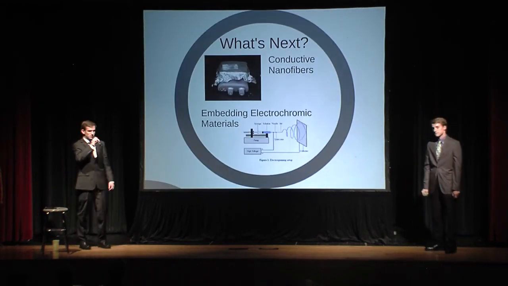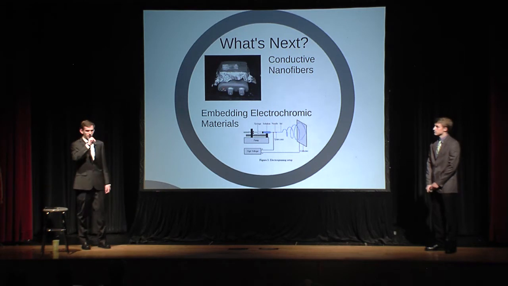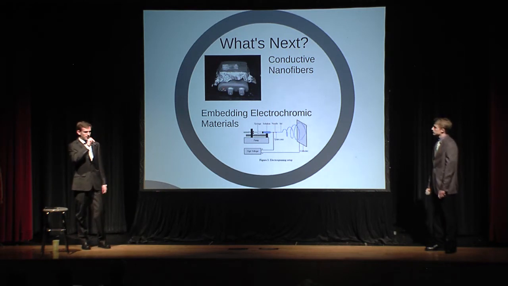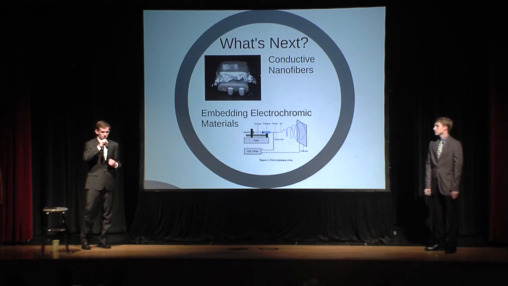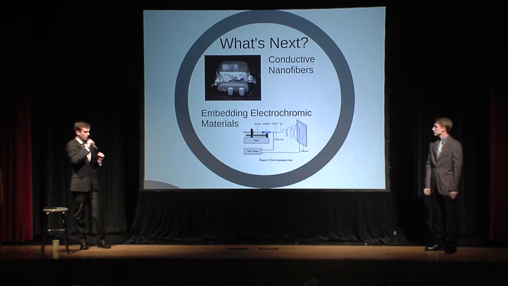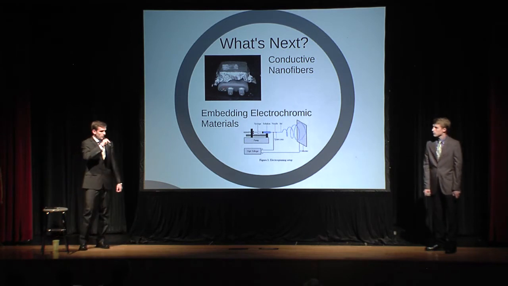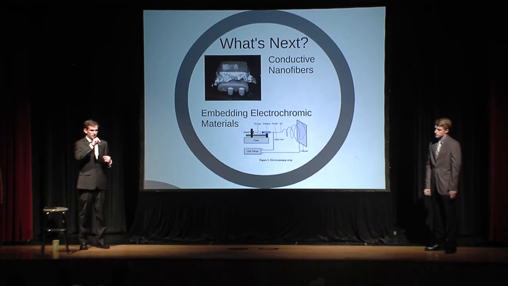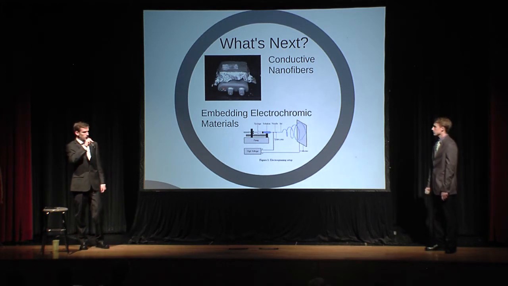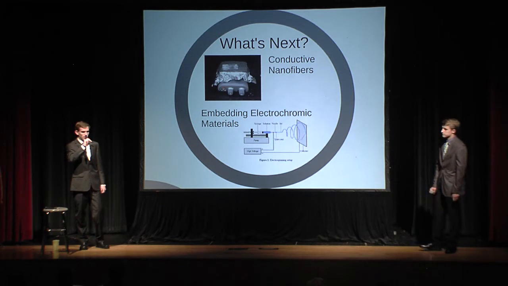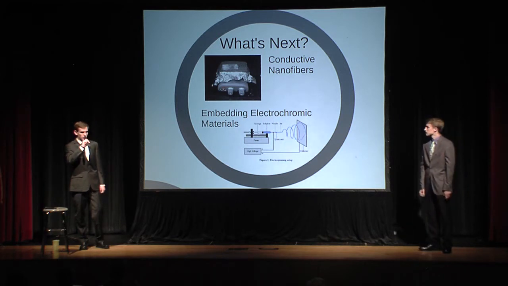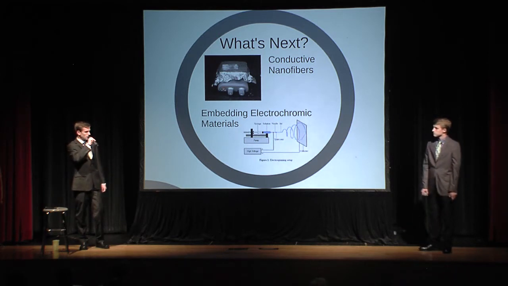Now, if we had more time to continue our research, we would start by refining a previously failed experiment that we had, and that was aimed towards creating a fabric that could conduct electricity, much like wires, but at the same time retain its flexibility and weight. To this end, we would then embed particles, molecules of electrochromic material into the fabric, therefore creating a color-changing fabric.